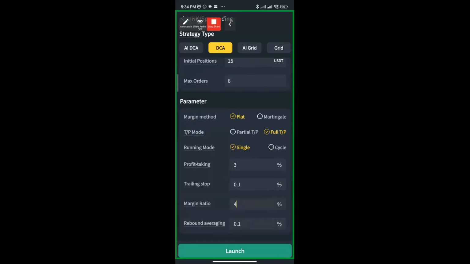Our rebound average remains the way it is. So with this clearly set, what do we do? We tap on launch. So we launch there and the robot starts to work. And you will make so much money using this semi-auto system. This is for those who have little capital. If you have $10,000, you might not need to use this. But if you use it, you make more money, definitely.